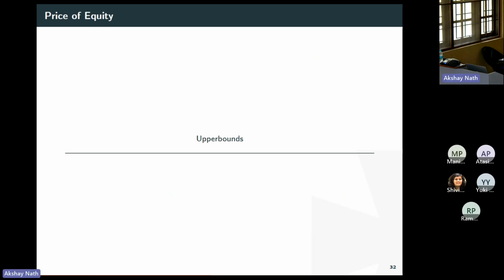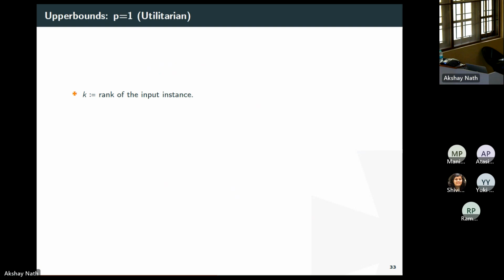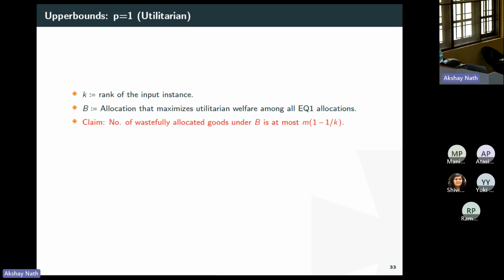Okay. So if the intuition is clear, let me move on to the upper bounds. Let's look at an easy case of P equal to 1, which is the sum of the utilities. Let K be the rank of our input instance. By rank, I just mean the number of independent columns or independent rows. Let's say B is the allocation that maximizes the utilitarian welfare. We'll claim that the number of wastefully allocated goods, the goods which are allocated in such a way that leads to the loss of welfare, are at most this much, where M is the total number of goods. Suppose this statement is true, then what happens is that in this allocation B, at least M by K goods are allocated non-wastefully, which means that B has at least this welfare.